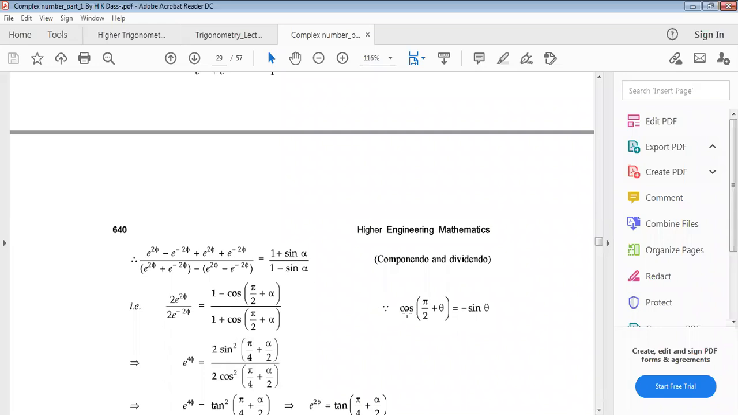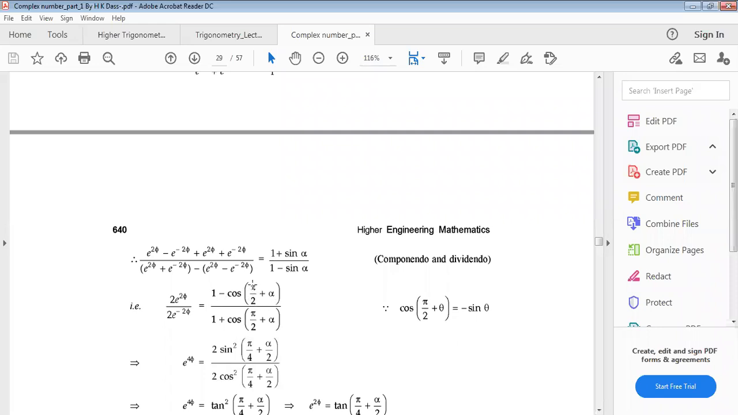Now cos pi by 2 plus theta equals to what? Minus sin theta. Do you know? Of course not. Sin and cos: sin is the first quadrant, cos will be in the second quadrant. In the second quadrant cos will be what? In the first quadrant all are positive, but in the second quadrant sin is positive and cos will be negative. This is why 1 plus sin alpha can be written as 1 minus cos pi by 2 plus alpha.